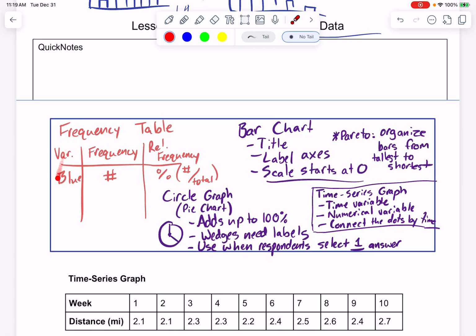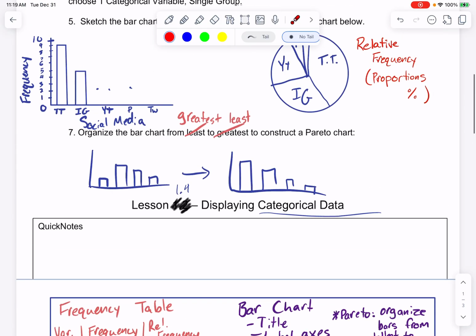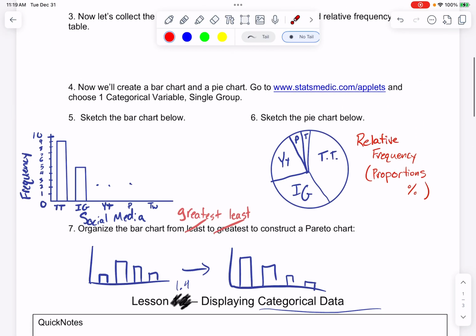Once we have this table, again, we can go into two different ways. We can use the circle graph, what the textbook calls it. It's a pie chart. Or we could have the bar chart. We'll do the bar chart first. With the bar chart, we want a title. We want to label the axes, and then especially important with the bar chart is that the scale starts at 0. So we talked about on the bad graph day, we don't want to be skipping frequencies here.